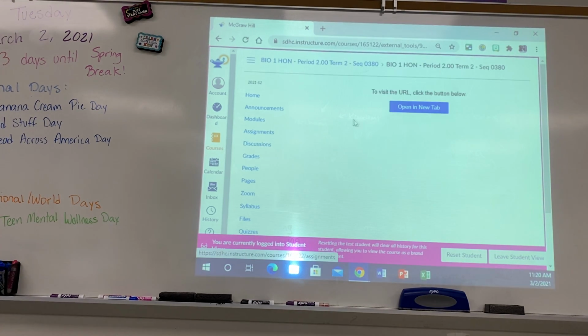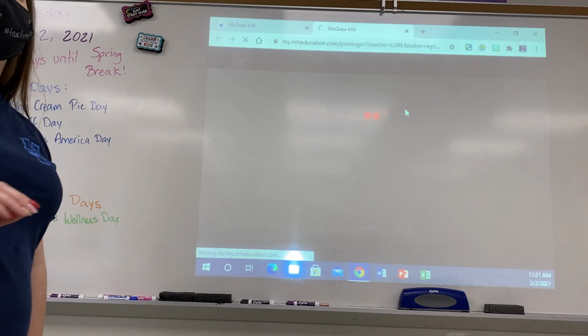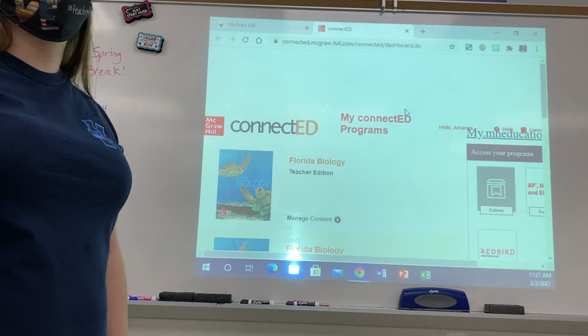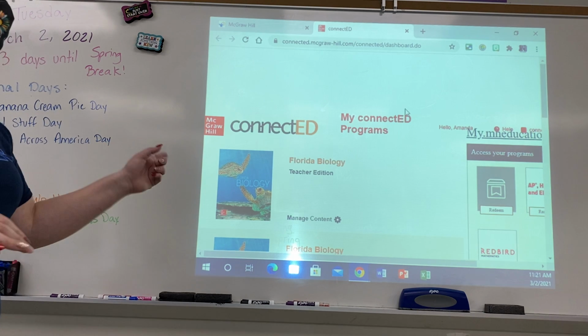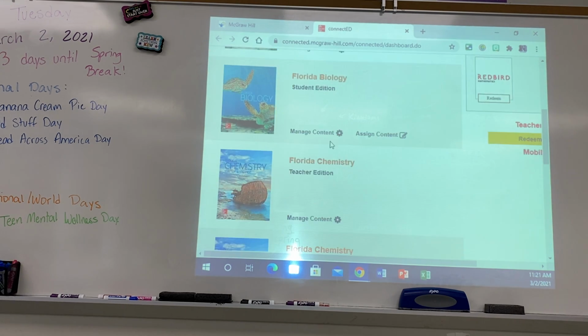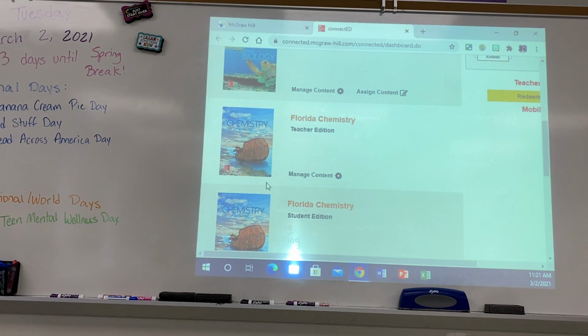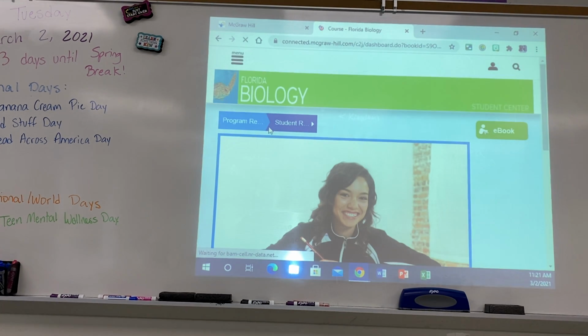and then you will open it in a new tab. What it's going to do is log into your Clever account, because your online textbooks are through your Clever account on the McGraw-Hill app in Clever. So once you log into your Clever account and get into the McGraw-Hill app, you should scroll down and you should see all of your online textbooks that you have access to. Obviously, for this class, you will click on the biology textbook.